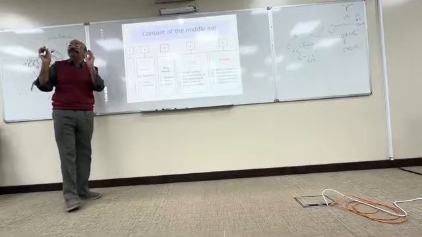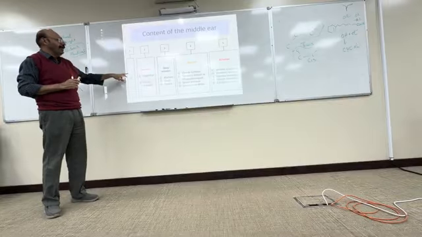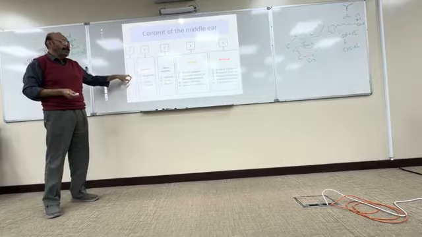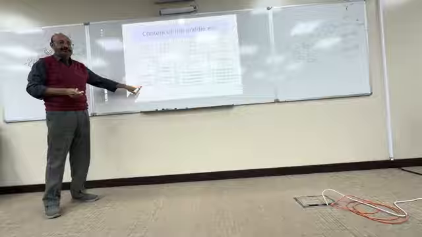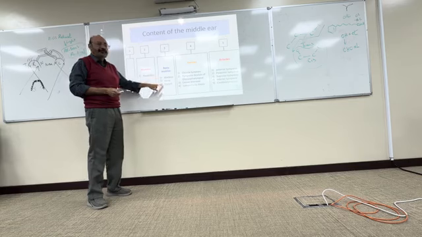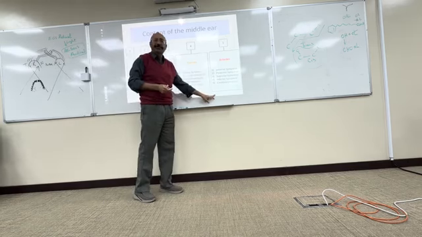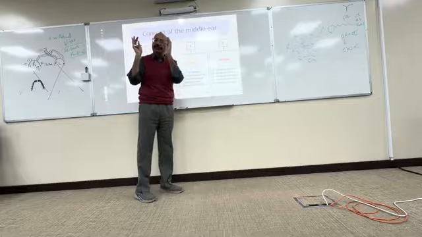So, what are the contents of the middle ear cavity? Air is the first content. Don't forget. Air. It contains air. Then it has two muscles. Then it has three bones: malleus, incus, stapes. Then it has four nerves, and it has five arteries. So this is the content of the middle ear cavity.